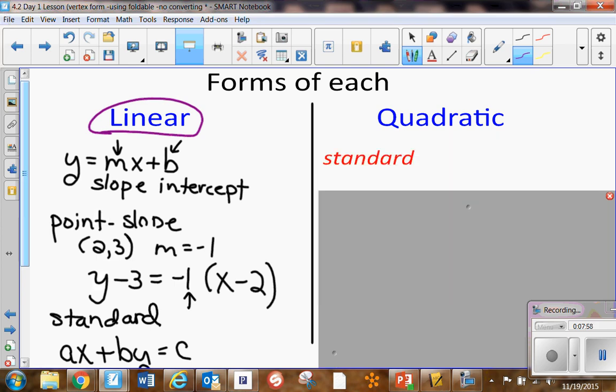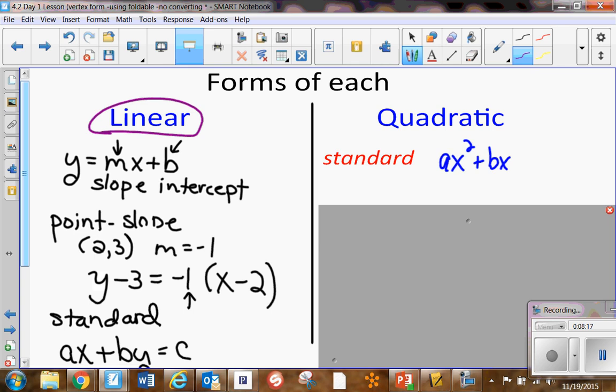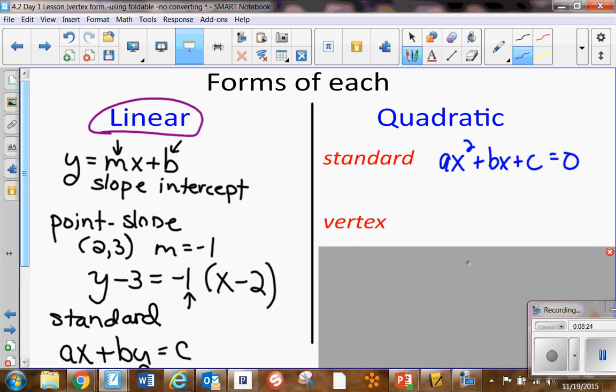So quadratic now, let's move up to our x squareds. We have the standard form, which is what we graphed yesterday, and that was ax squared plus bx plus c equals 0. Again, you have your a's, b's, and c's. That's why it's called standard. Well, today we're going to go to the vertex form. We're going to see how to graph in the vertex form.